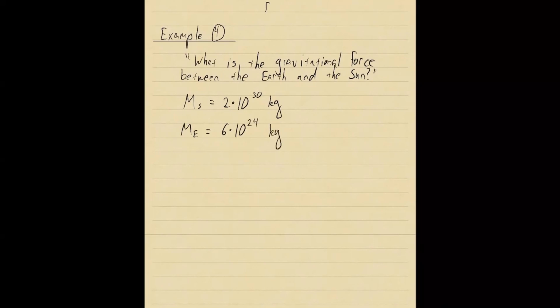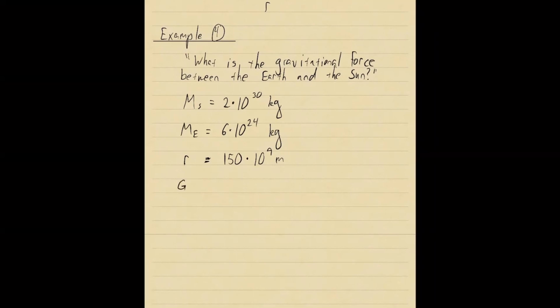Furthermore, we need to know how far apart these things are. So apparently the distance between the centers of the Earth and the Sun is going to be equal to 150 times 10 to the 9 meters, a unit of distance. And just as a reminder, Newton's constant, big G, is about 6.7 times 10 to the negative 11, and it has units of newtons meters squared divided by kilograms squared.